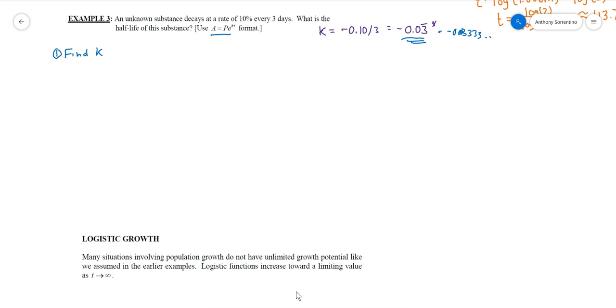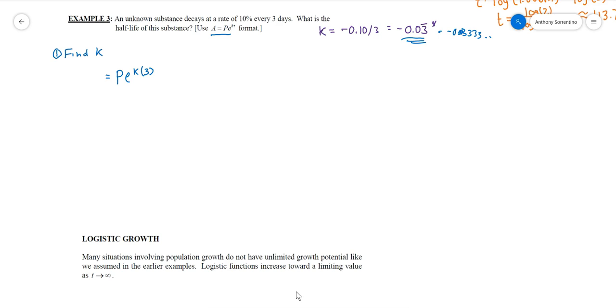But I'm going to expect it's going to be close to that, but it's probably going to be off ever so slightly. So let's have a look at this. I'm starting with an original amount. I don't know what it is. I don't know what K is yet, but after 3 days, I'm going to have 10% less.